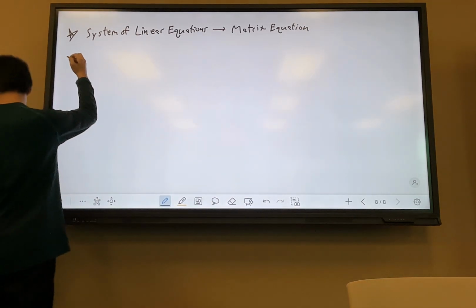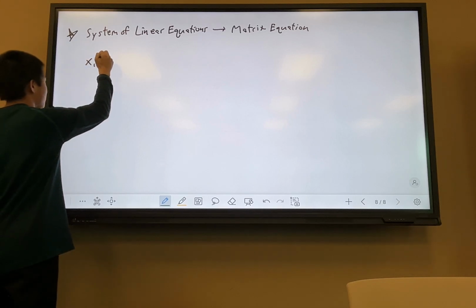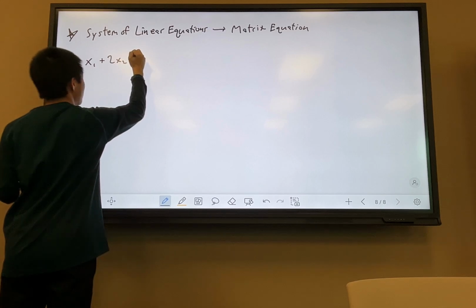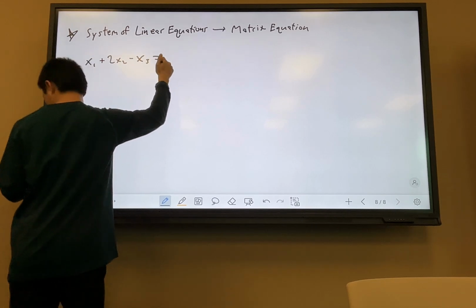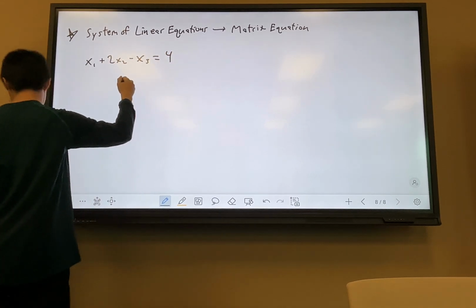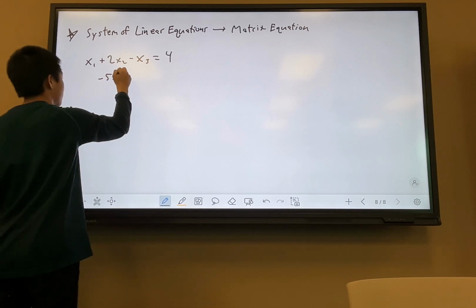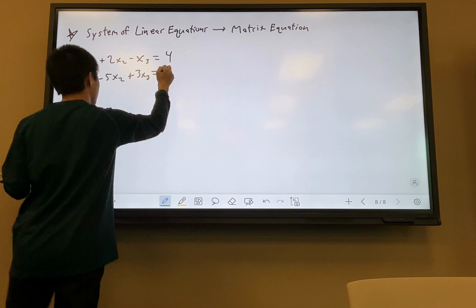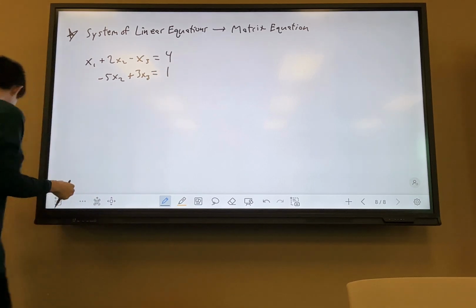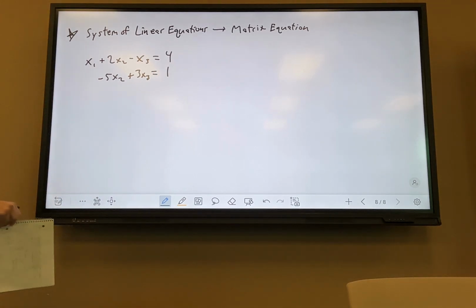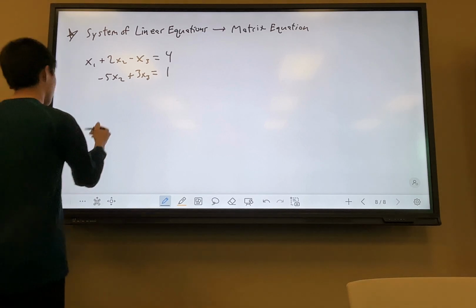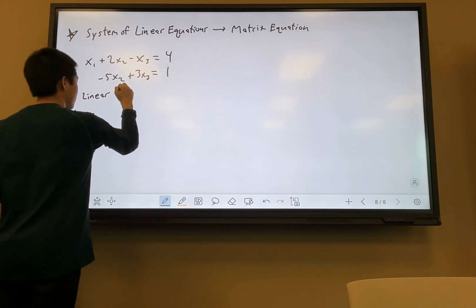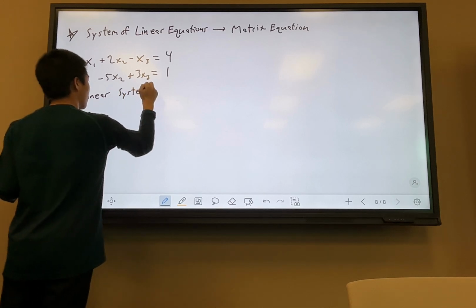So say I had x1 plus 2x2 minus x3 is equal to 4. Then minus 5x2 plus 3x3 is equal to 1. So this is a linear system of equations, right?